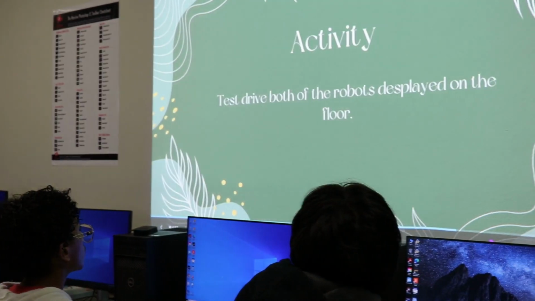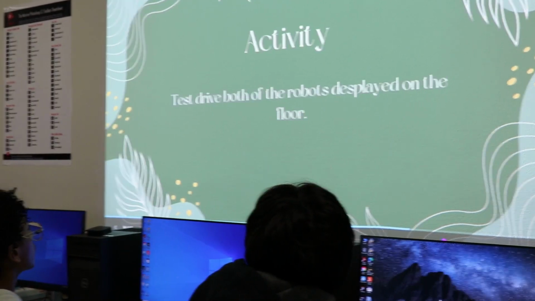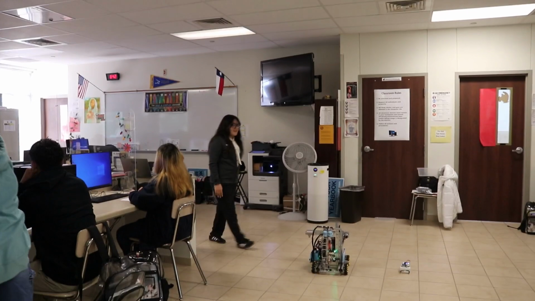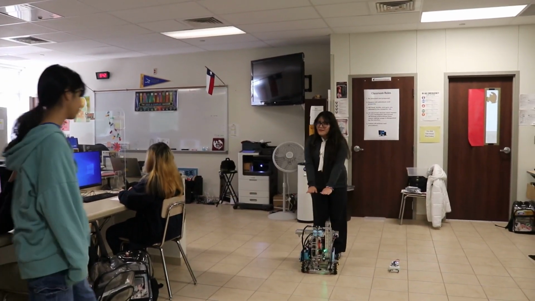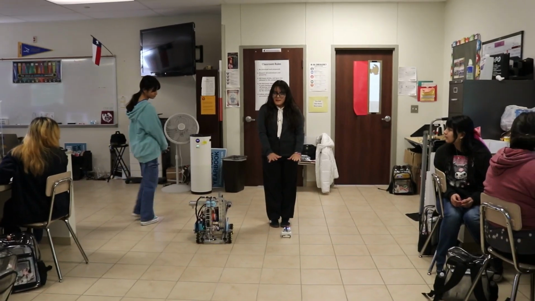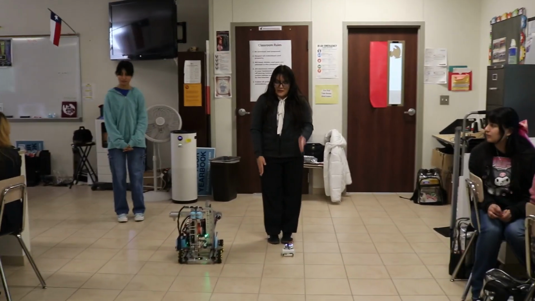Okay, now we'll be doing the activity. Can I have Jesus and Stephanie? You guys will observe how it moves. So you'll be telling the difference between the speed of this robot and the speed of this one. Since this was much smaller, it will tell you the difference and how it moves.